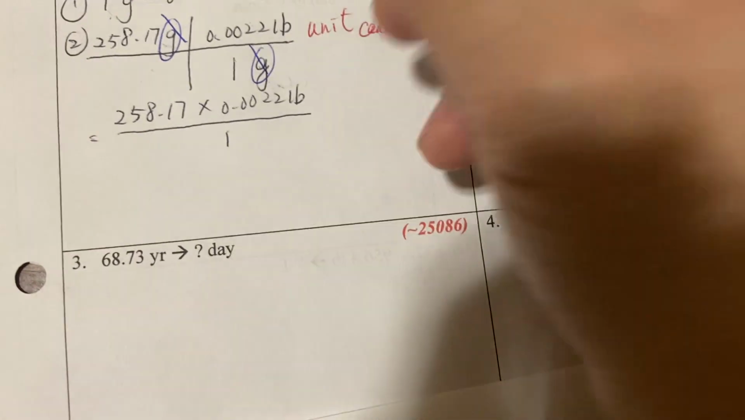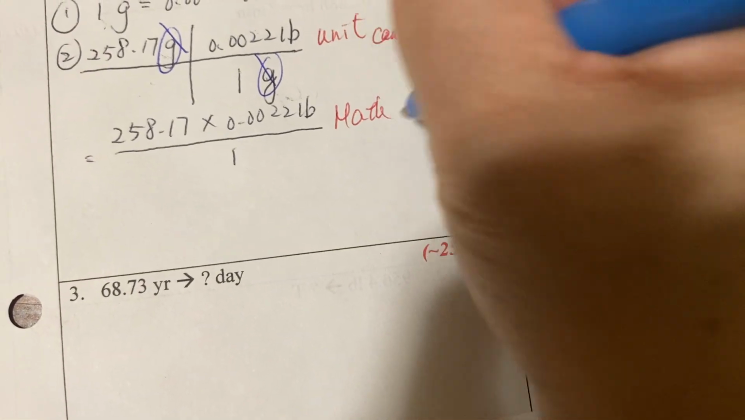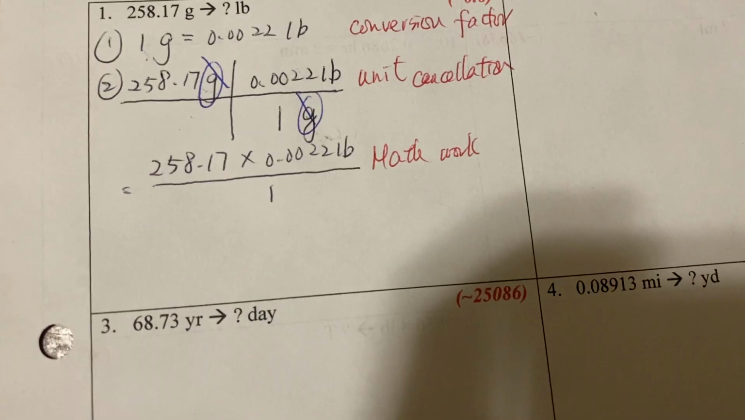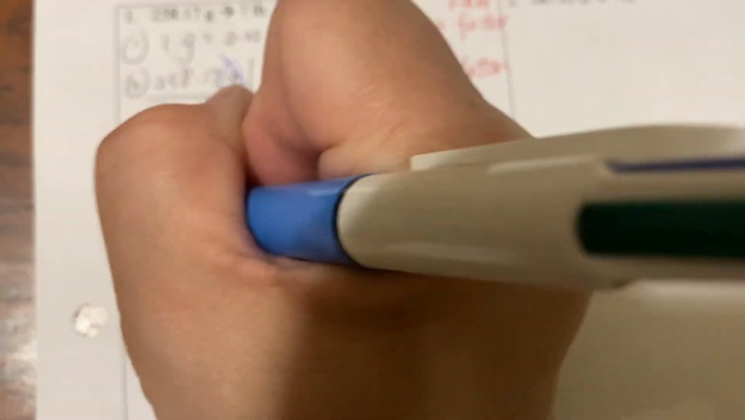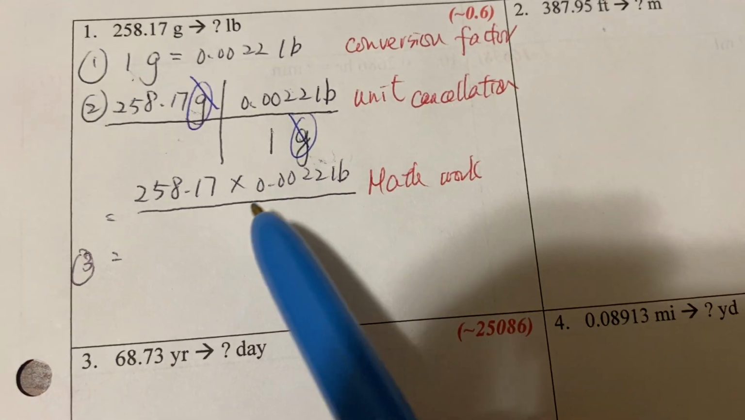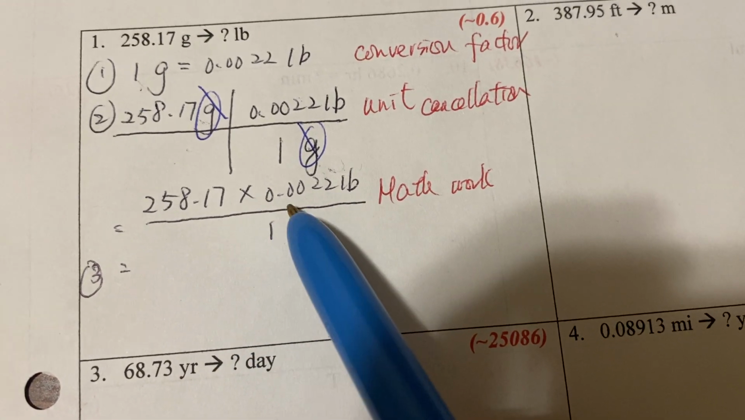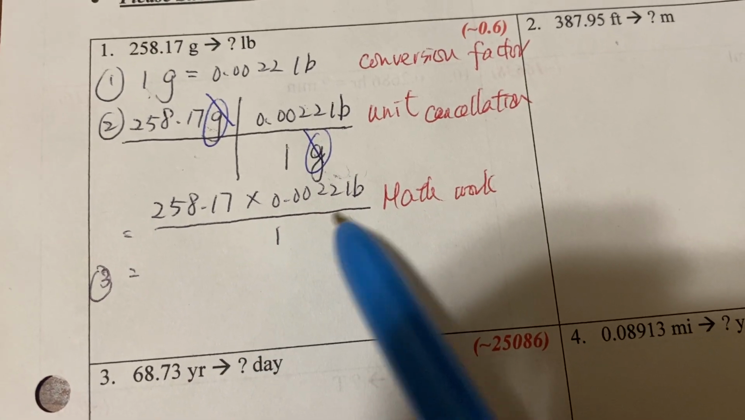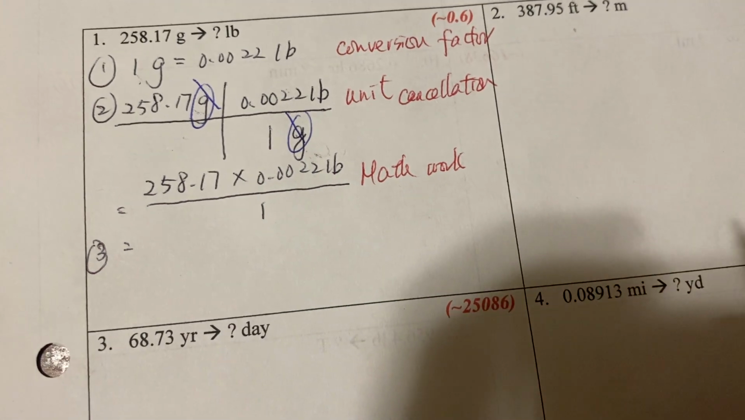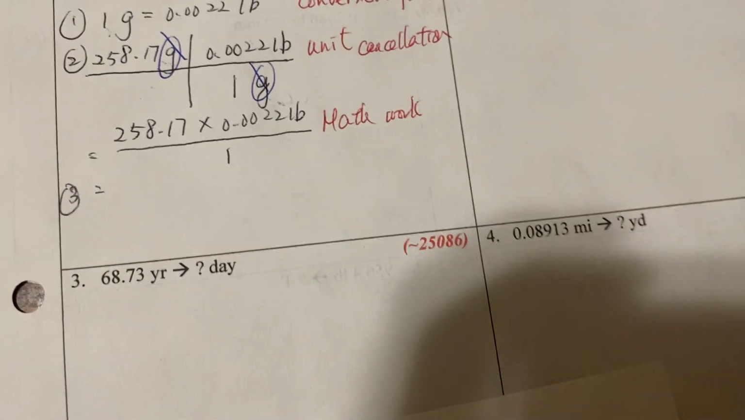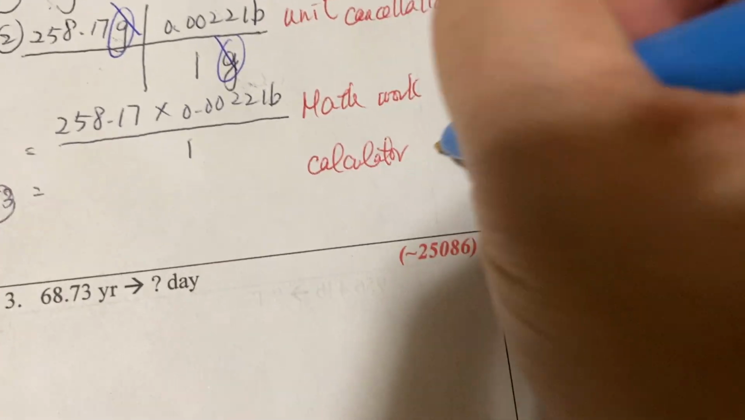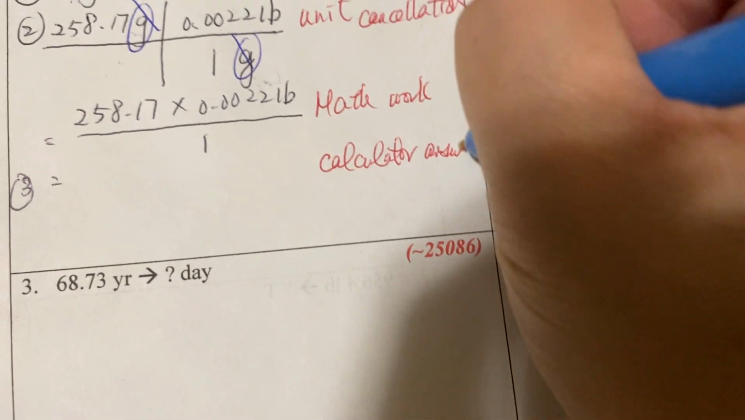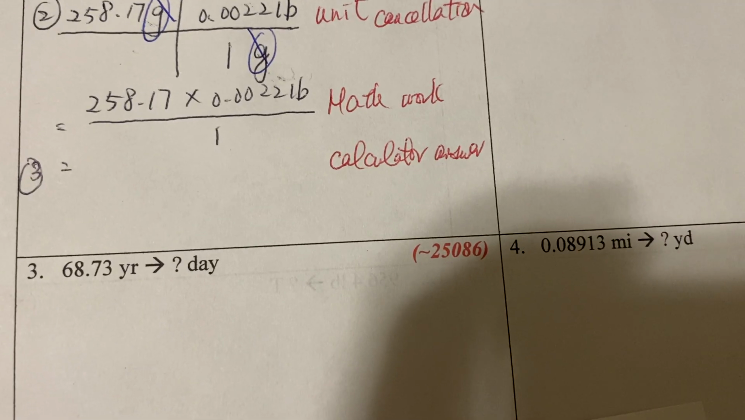Now this step is called math work. You need to show your math. Okay? And then step 3, we get to punching in the calculator. So you punch in the calculator: 258.17 times 0.022 lb divided by 1. This is the so-called calculated answer. And I want you to copy the whole thing from the calculator.